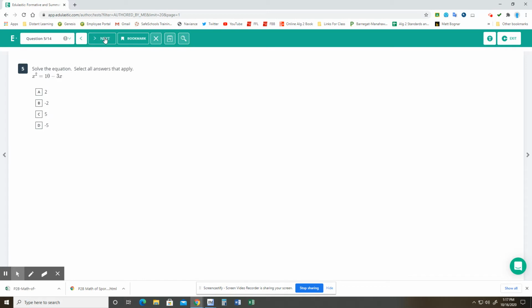Number 5. Number 5 says to solve the equation, select all answers that apply. Now I'm going to switch my paper over so I have a blank sheet of paper here. This is select all that apply. You have to be very careful here because it is not just one answer for this problem. So let's see what happens.